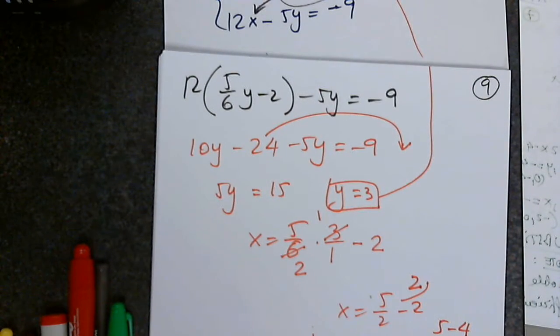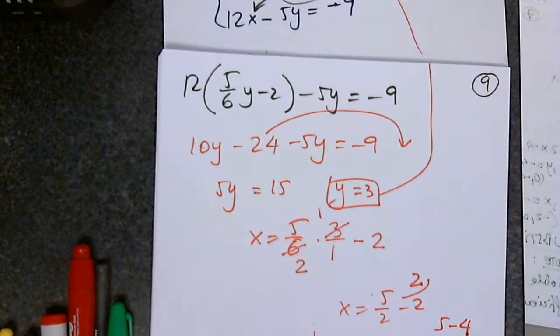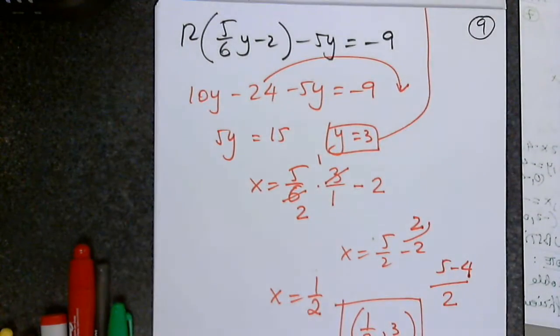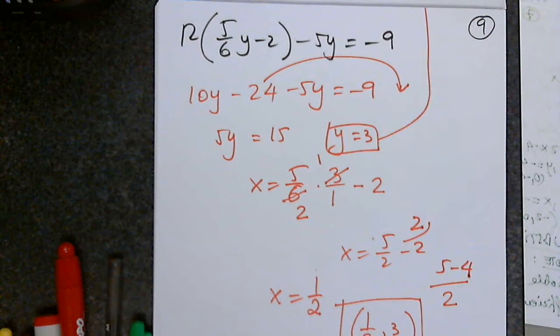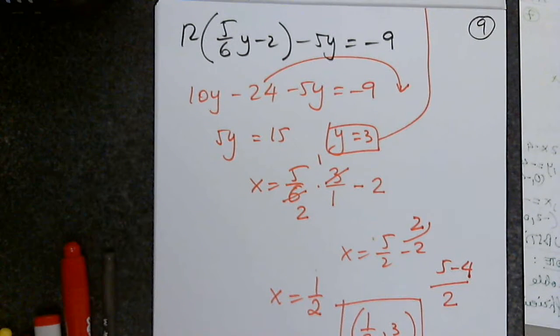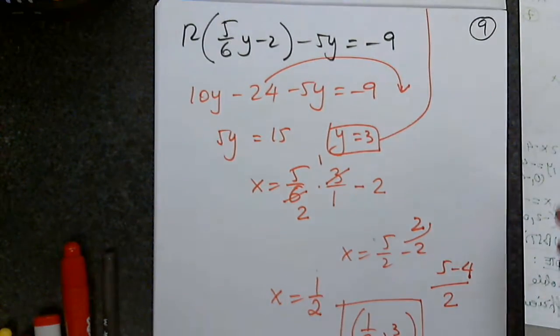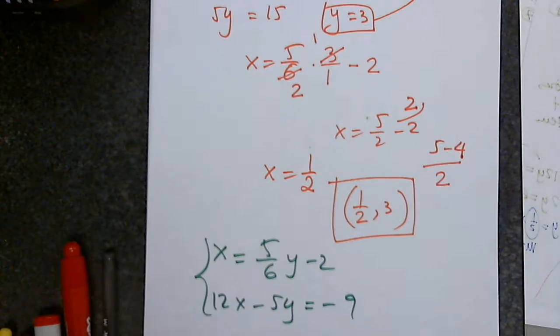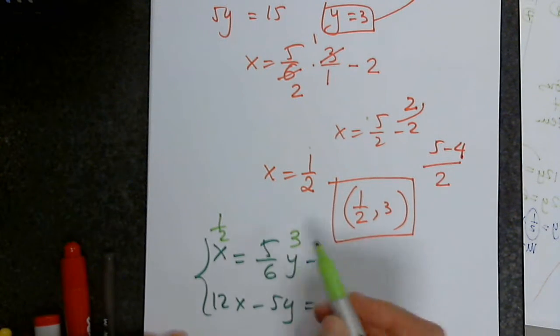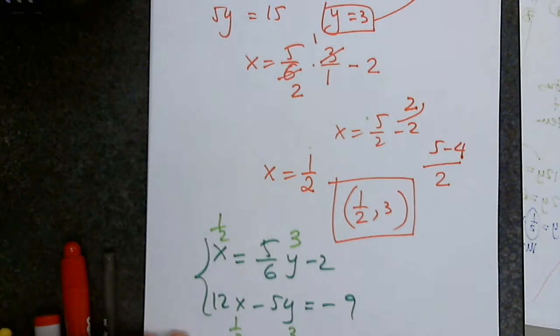So it appears to be, I should say, that the solution is 1/2 comma 3. I don't know for sure. I haven't checked. I can't be certain yet. So I go back to the original problem. So I'm going to copy it here. X equals 5 6th y minus 2. Don't trust anything. And again, you don't need me to tell you whether this is correct or not. Don't wait for me. I'm going to do my own calculations. So x appears to be 1/2, and this appears to be 3, and 1/2 and 3.